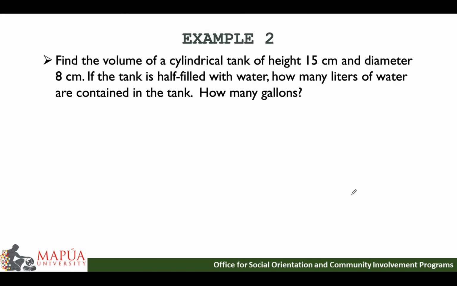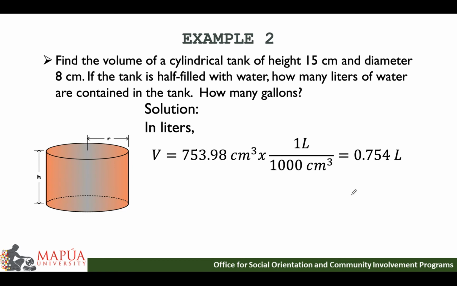We know that for every 1 liter we have 1,000 cubic centimeters. So using the result from letter A, from the previous slide, we have 753.98 divided by 1,000, and canceling out the cubic centimeters will give you the final answer in liters.